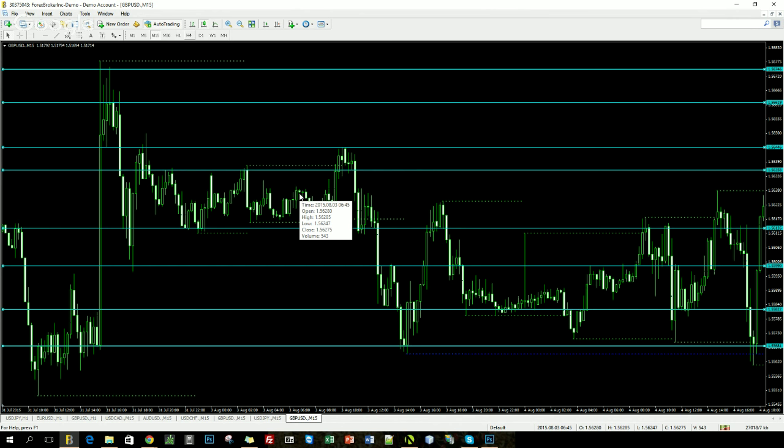Okay, so we zoom out. Same thing. Look at this. Price stays within these levels. Once it breaks one, it either goes down and comes back up, or it goes to the next and it breaks the next. Okay. Let's zoom out one more time.